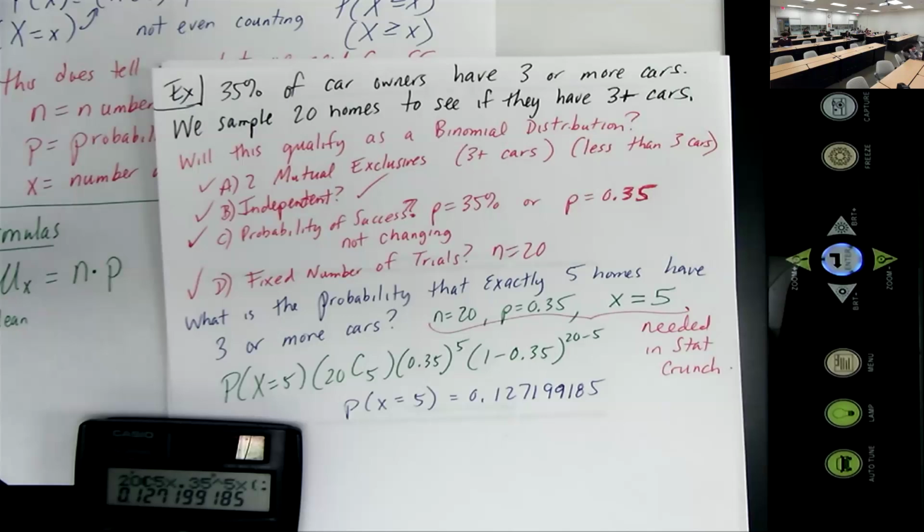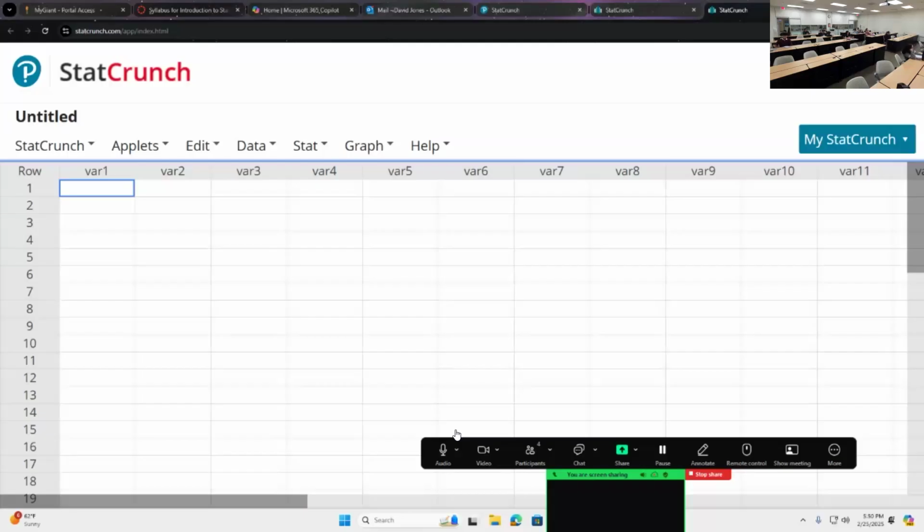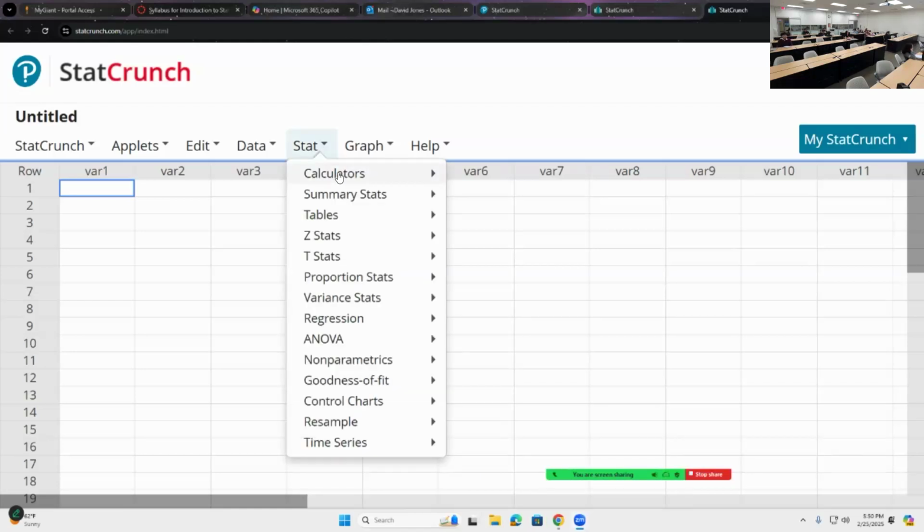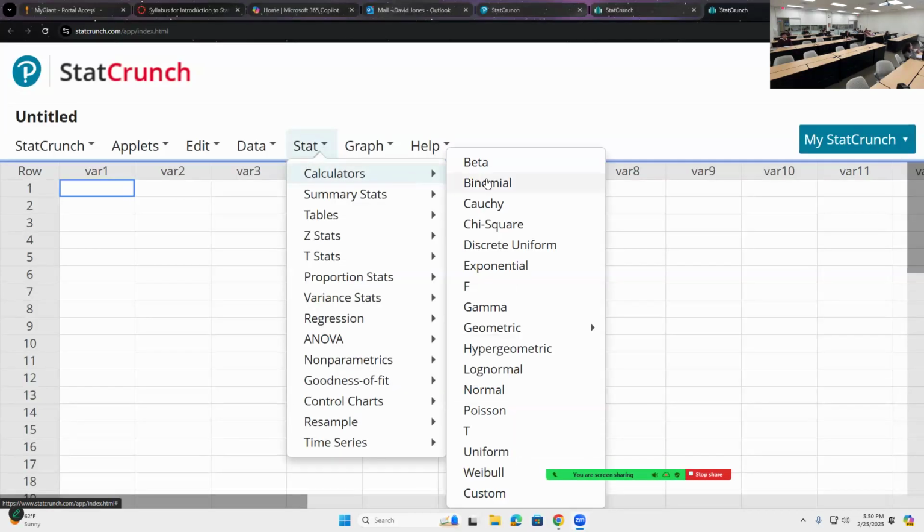All right, you guys ready to see this problem in StatCrunch? Does anyone want the sub number? Going Stat, Calculators, Binomial.